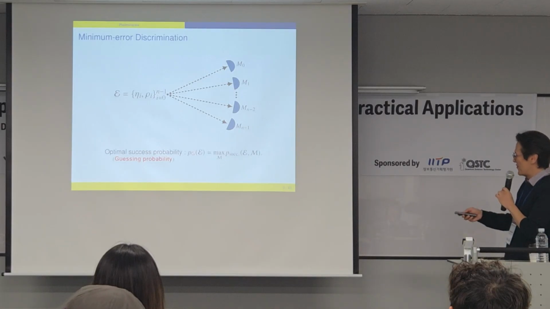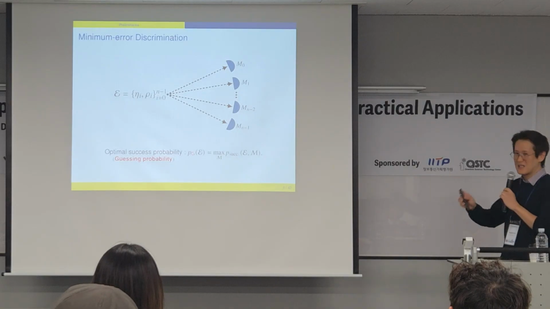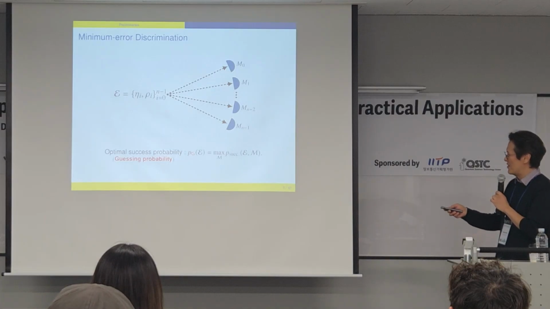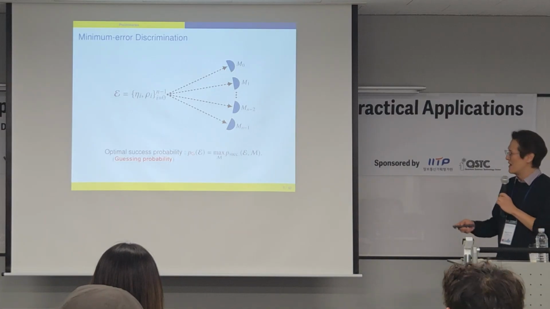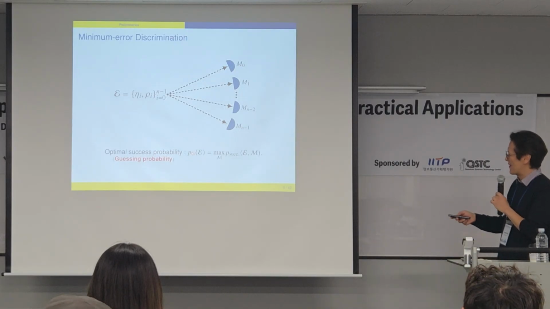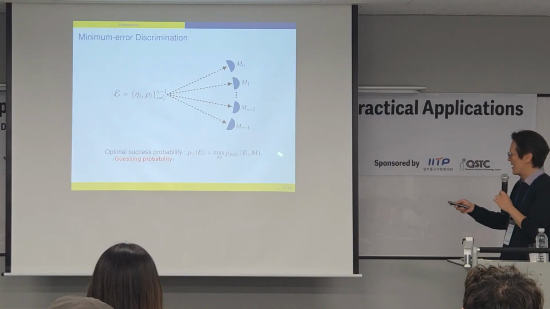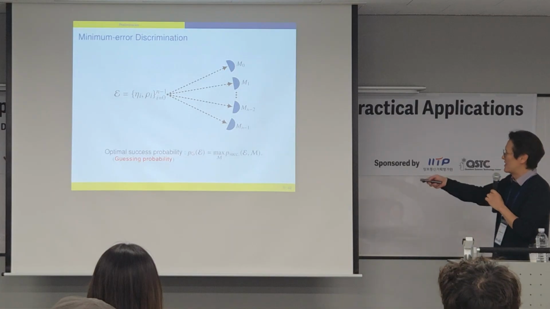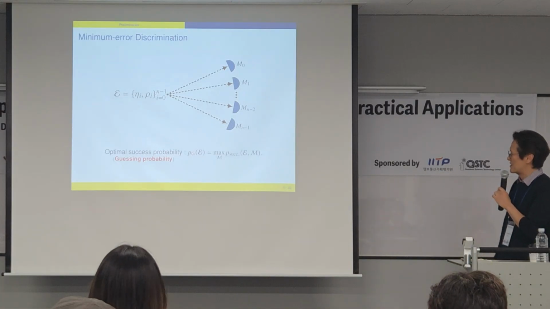If you think about the maximum average success probability over all possible measurements, it is denoted by P_G, where G stands for guessing, but it also means that there is no restriction on the set of measurements. We can use any measurement to discriminate which state is prepared.